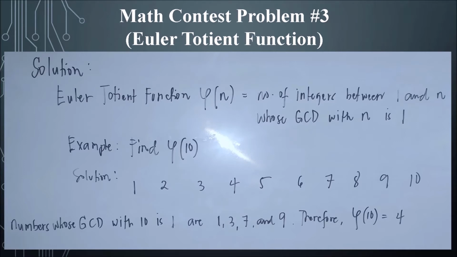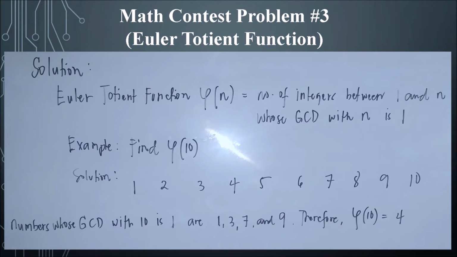Example, find the totient function of 10. Solution. So we list down integers from 1 to 10. Numbers whose GCD with 10 is 1 are 1, 3, 7, and 9. Therefore, totient function of 10 is equal to 4. So that is totient function.